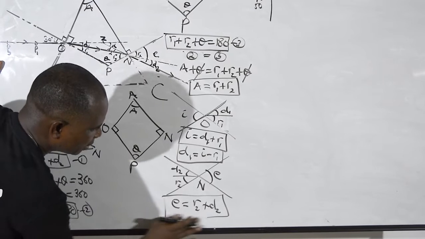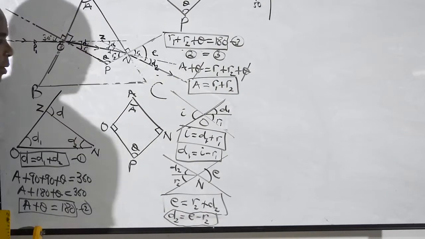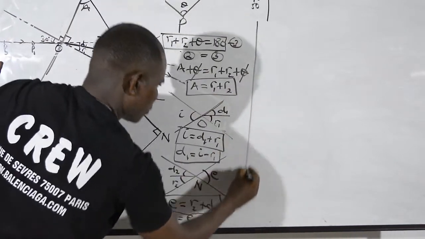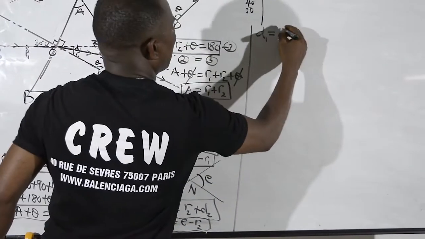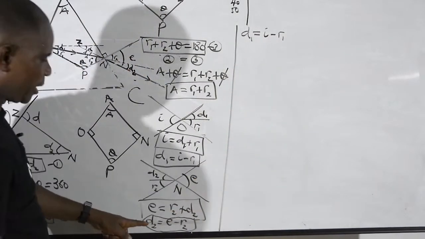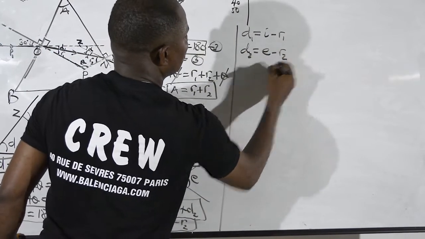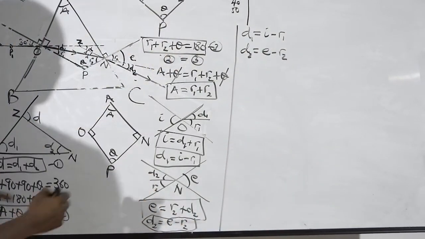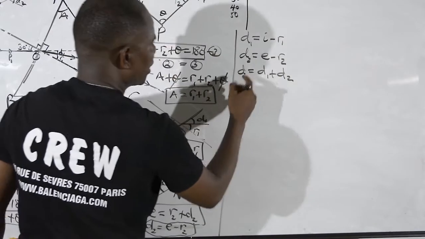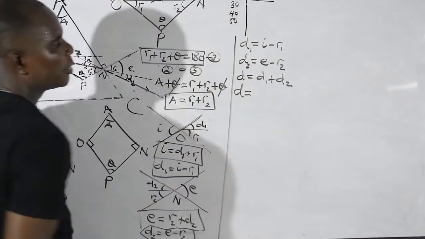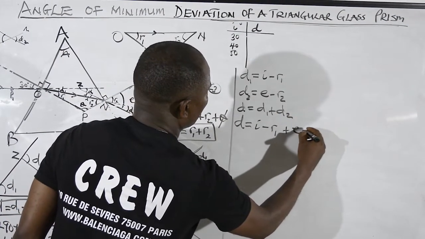I come here also, I can make D2 the subject of the formula. So now you have defined D1 already. We have defined D1 as equal to I minus R1, and we also defined D2. D2 was E minus R2. So now we come back with the major equation 1. From D equals D1 plus D2, we can substitute. D is equal to, now this D1 is I minus R1, and D2 is E minus R2.